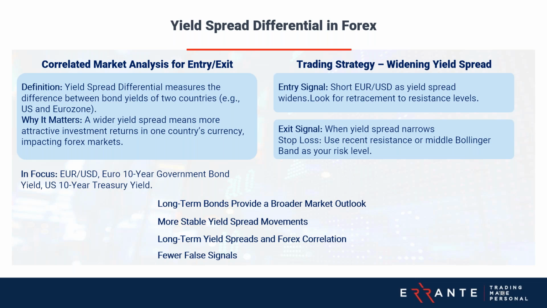So for this kind of strategy, long-term bond yields like 10-year bonds are generally more effective. They offer more reliable signals that align with broader economic cycles, making them a better indicator for sustained movements in a currency pair like Euro USD. And this makes the 10-year yield spread a preferred tool for forecasting long-term forex trends.